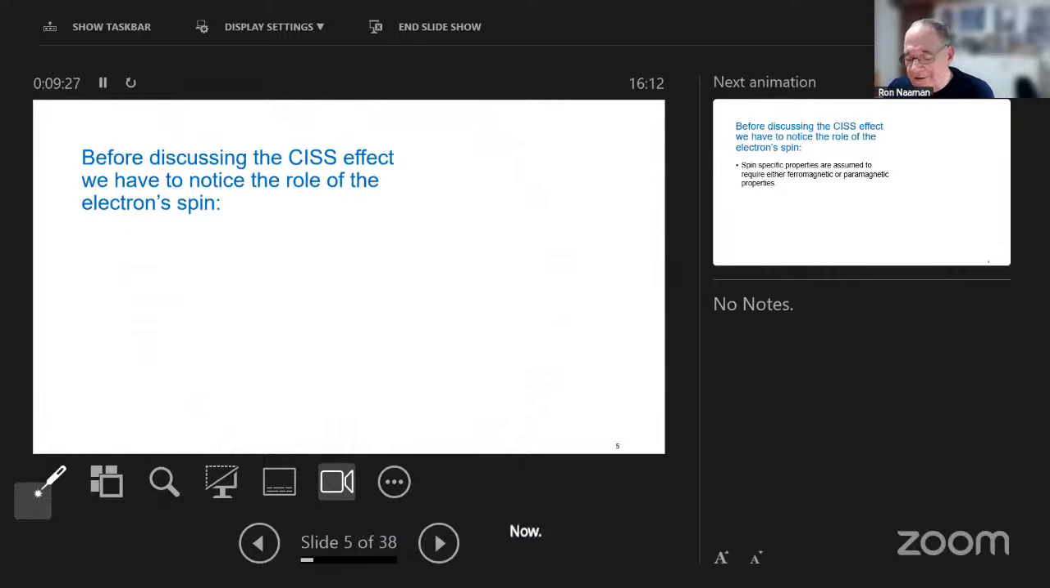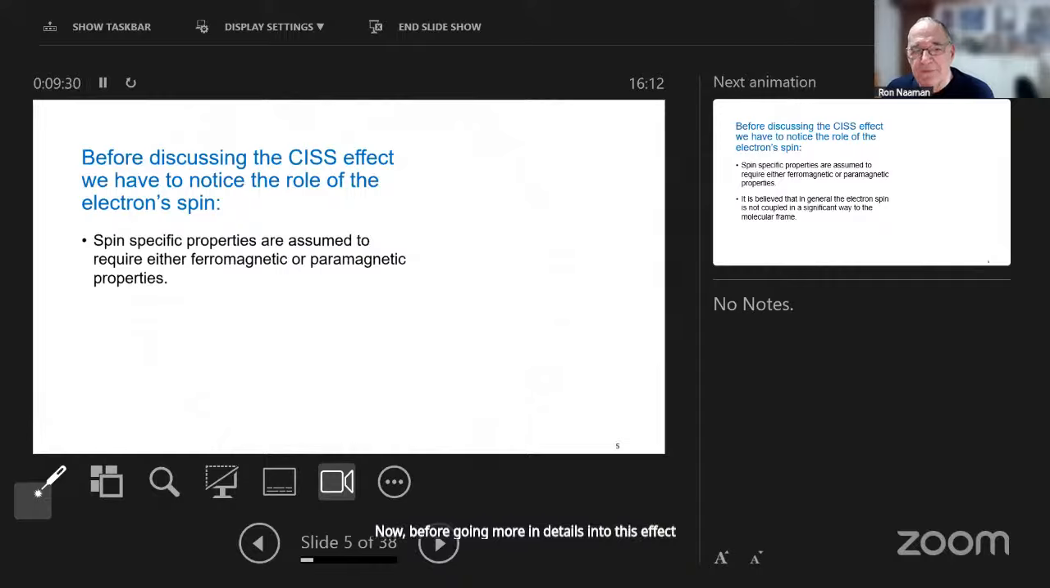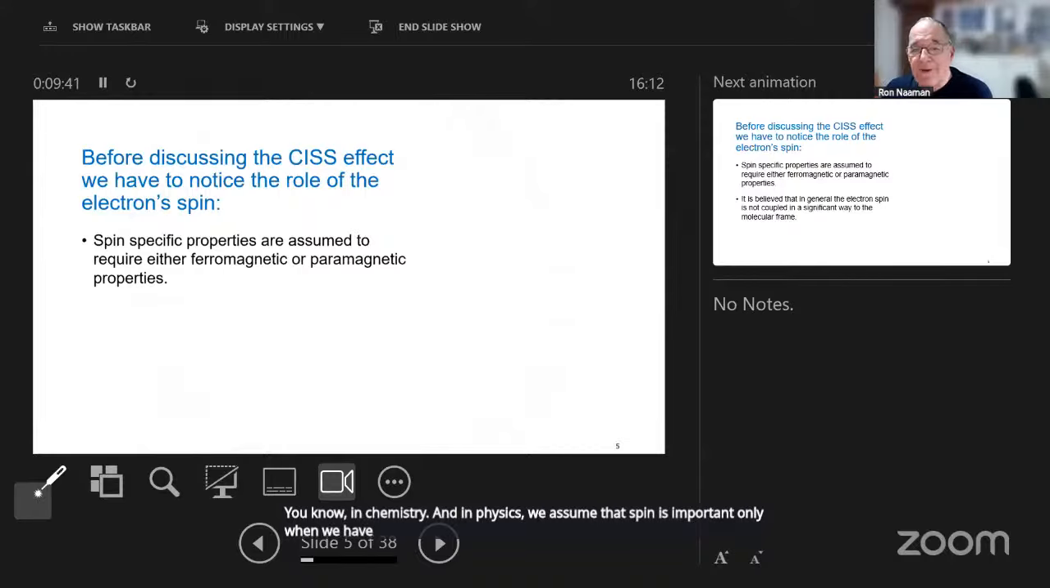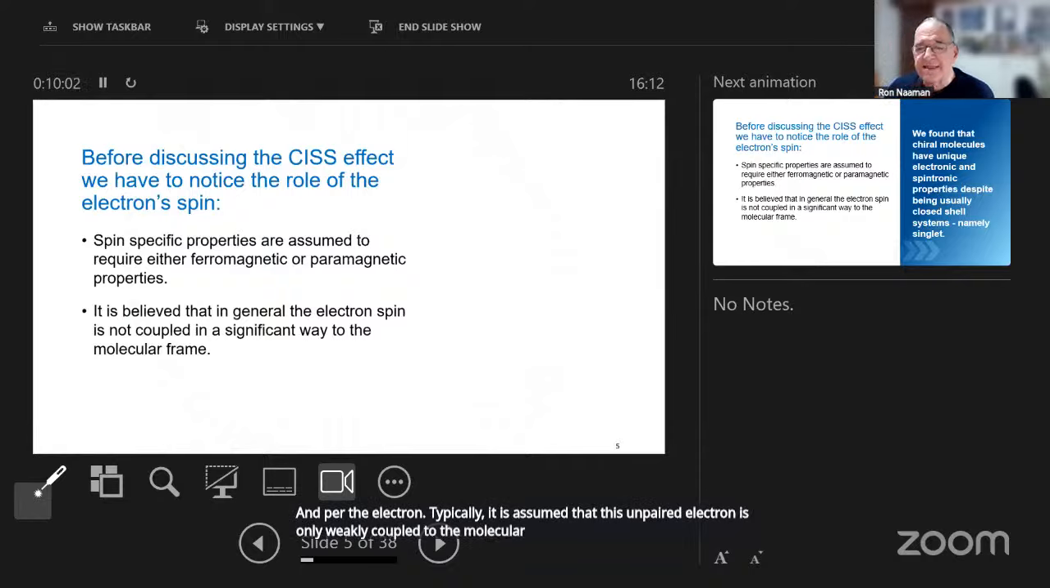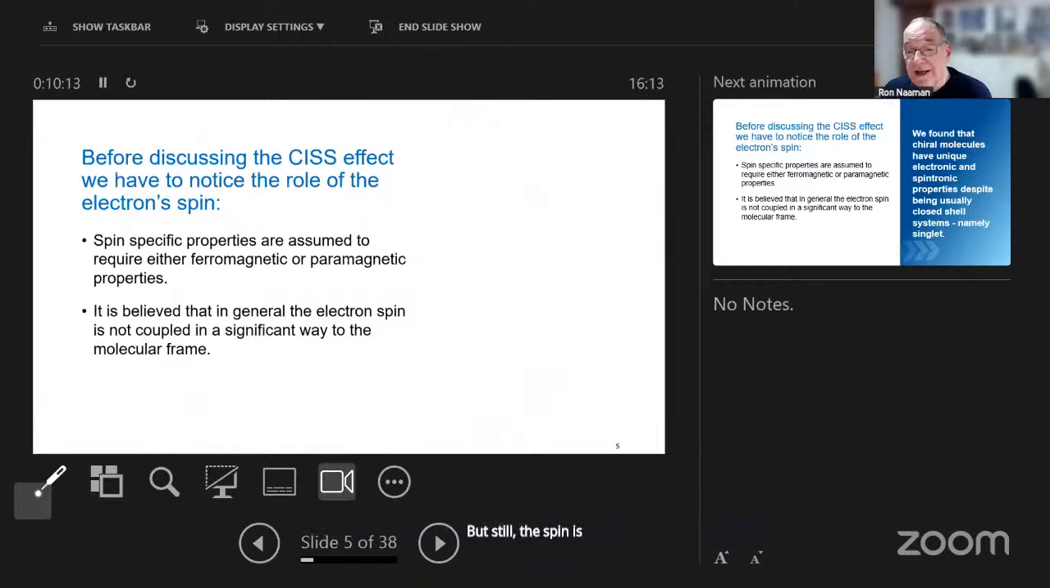Now, before going into more detail about the CISS effect, I want to say a few words about spin. In chemistry and in physics, we assume that spin is important only when we have either paramagnetic or ferromagnetic systems, namely open-shell systems. Even in molecules with an unpaired electron, typically it is assumed that this unpaired electron is only weakly coupled to the molecular frame. That's the reason we can do EPR spectroscopy. When we apply a magnetic field, we align the spin, and the molecule can tumble, but the spin is still aligned relative to the laboratory frame by the magnetic field.